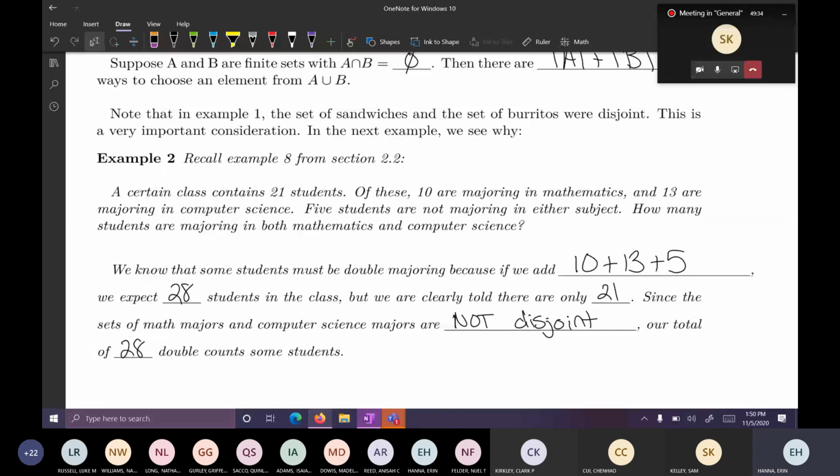I'll hold on a second. No one's really scribbling, but I'll hold on a couple more seconds just in case.